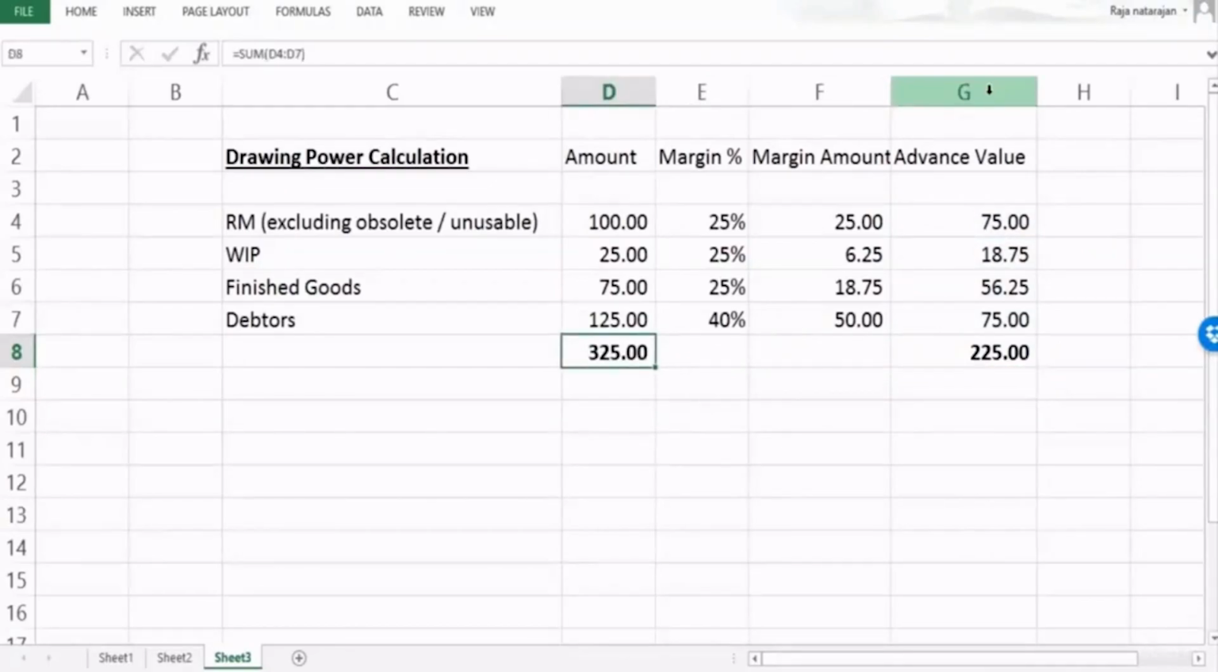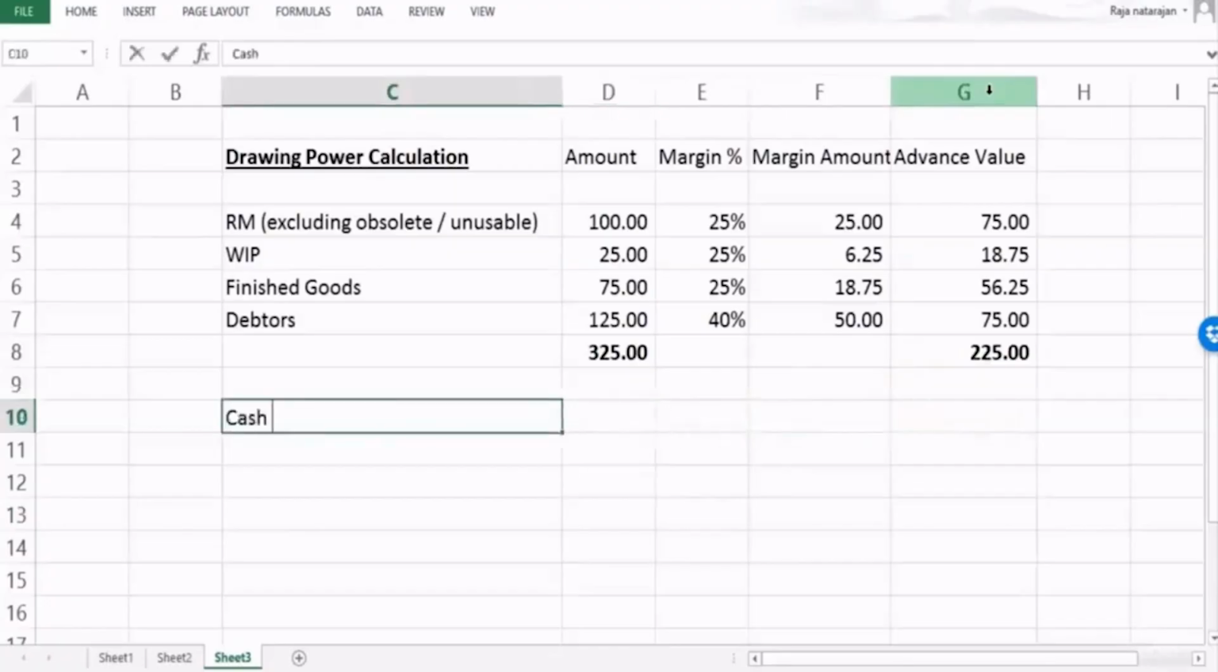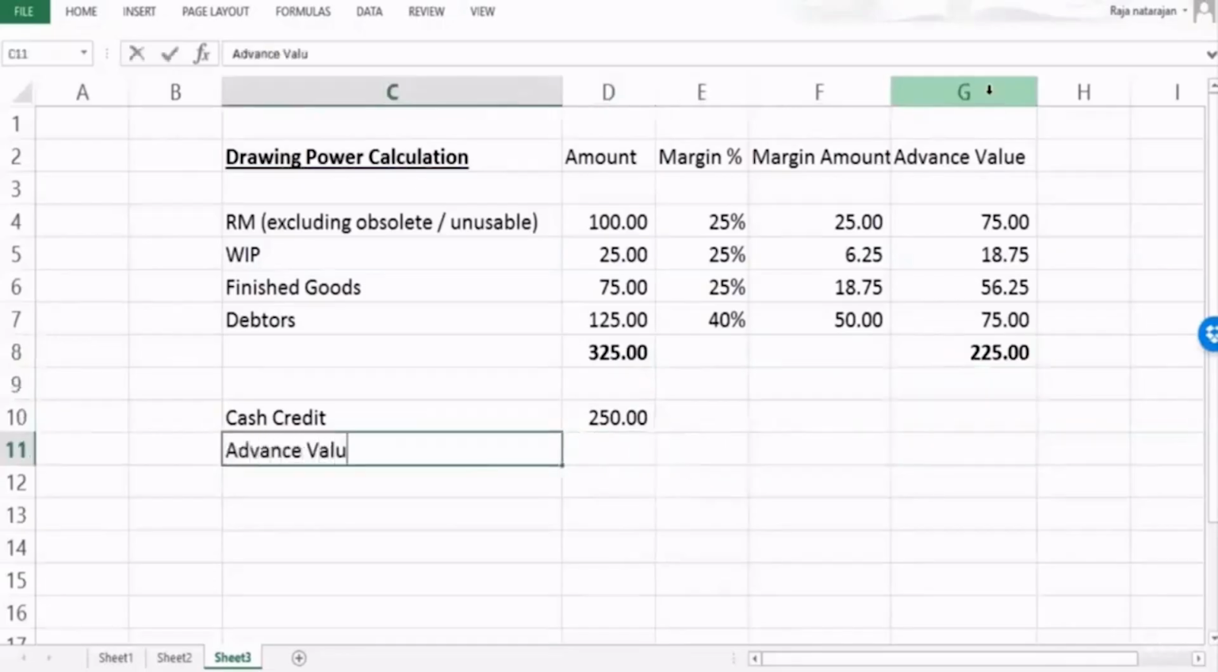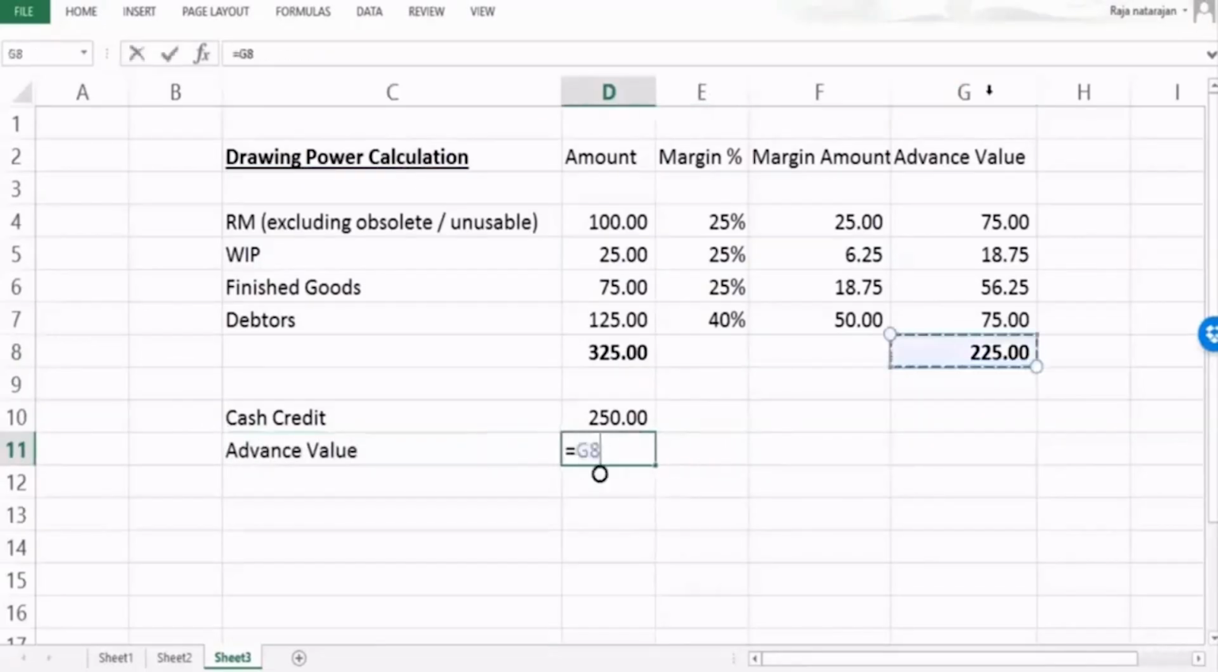So if you're going to show 325 worth of current assets, bank would be giving only 225 as what is known as drawing power. Okay, so this is the drawing power, but let's not conclude it like this, because this got to be compared with the cash credit that has been sanctioned. Okay, so let's see what is the cash credit that has been sanctioned. Let's say the cash credit that was sanctioned is 250 million, whereas the advance value what you have now is 225 million. Okay, advance value what we have now is 225 million.